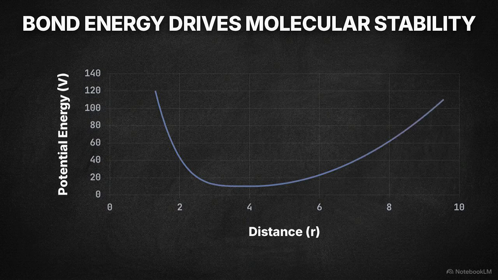We can plot this as a simple harmonic curve, mapping the changing distance between the atoms on the x-axis against their potential energy on the y-axis. If the atoms are pushed too close together, their electron clouds overlap. The resulting atomic repulsion causes the potential energy to spike exponentially on the left side of the curve. If the atoms are pulled apart, the system has to fight the attractive chemical forces holding the bond together, raising the energy on the right side of the curve. The lowest point of the curve represents the equilibrium distance. This is the most stable, lowest energy state for those two atoms.